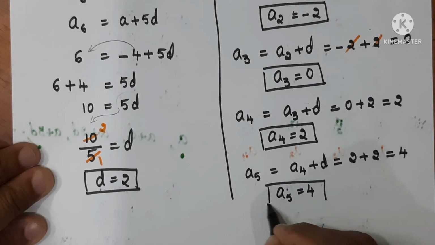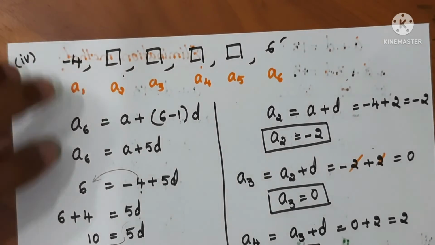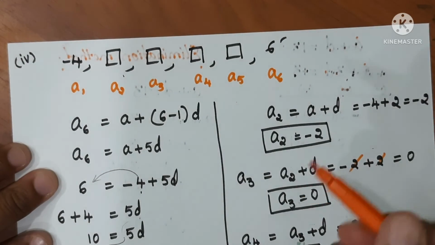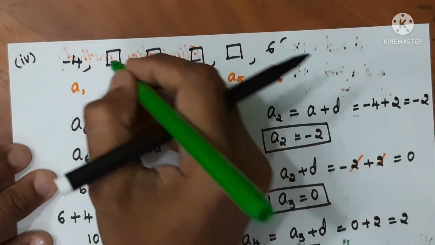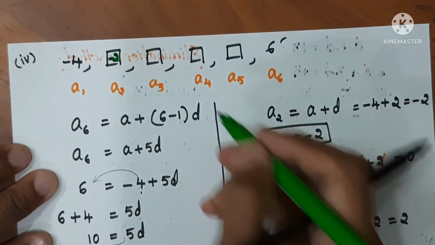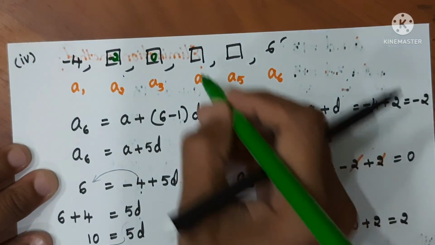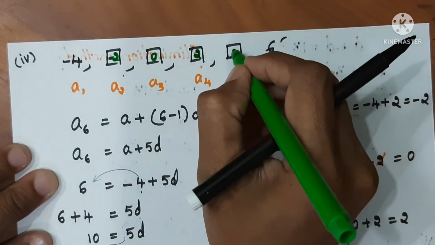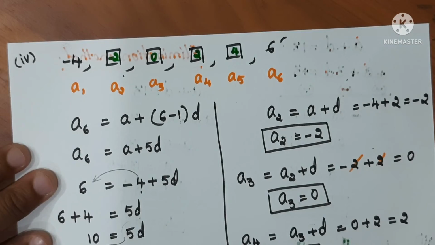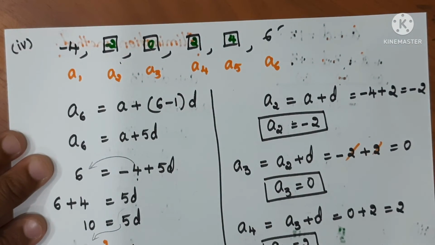In this way, we can easily find the values of the second, third, fourth and fifth term. The value of the second term is minus 2. Third term is 0. Fourth term is 2. And the fifth term is 4. Here also we have used the an formula to find the values.